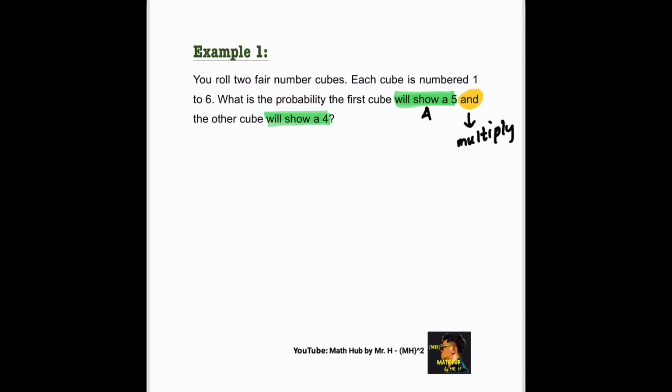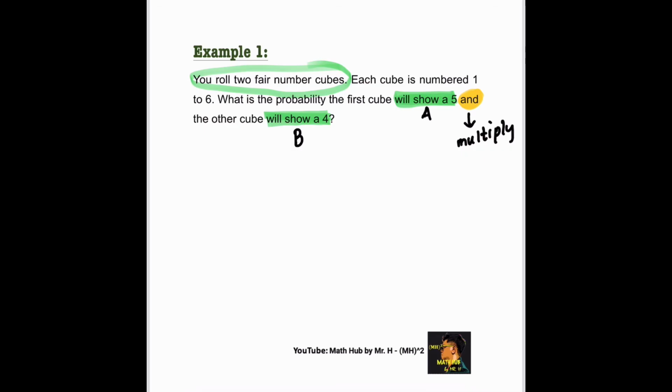And also, after reading the question, you need to be able to identify first if it's independent or dependent by looking for the keywords. Okay? Because after identifying if it's independent or dependent, definitely you know which formula to use. All right? So going back to the question, the second event is the other cube will show a 4. Okay, so remember, you rolled 2 fair number cubes. These are 2 cubes, so you have cube A and cube B.